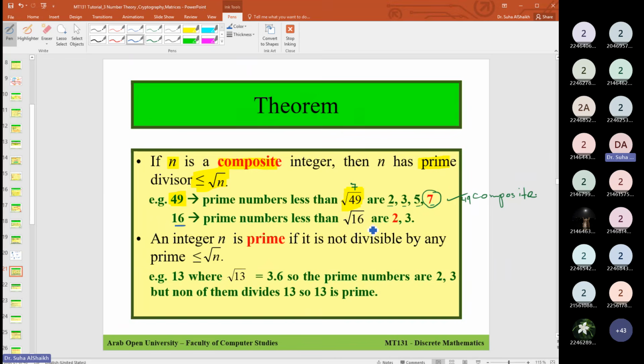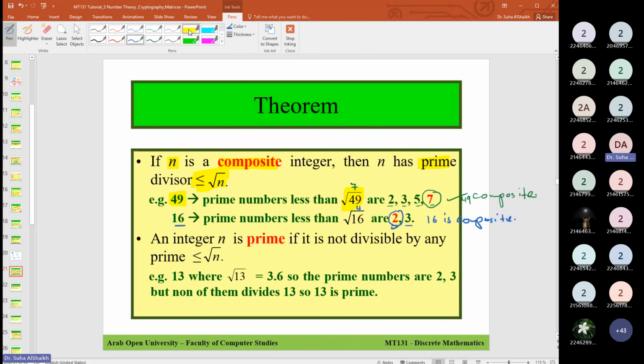Now check 16. We find the root of 16. The root of 16 is 4. We list all the primes less than or equal to 4, which are 2 and 3. The 3 does not divide 16, but 2 divides 16, which means 16 is composite, because I was able to find one of the two numbers dividing 16.